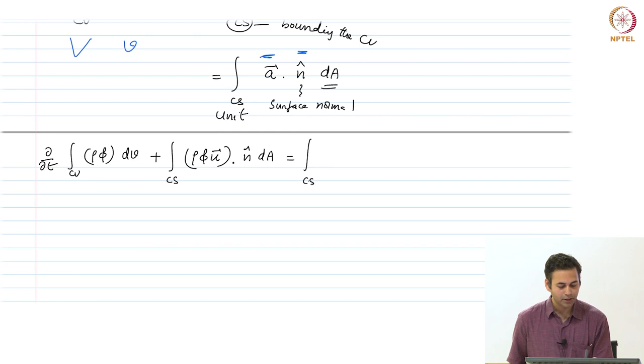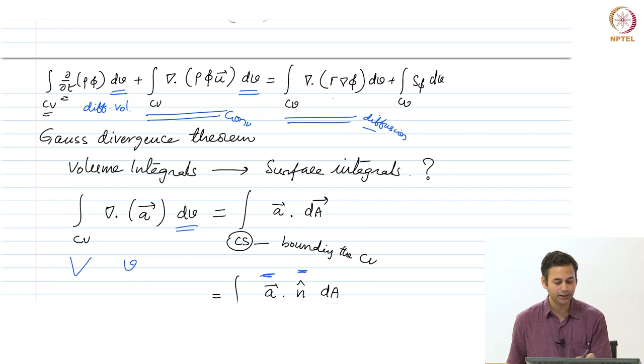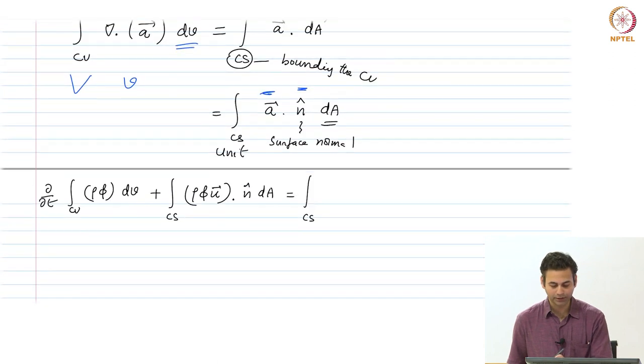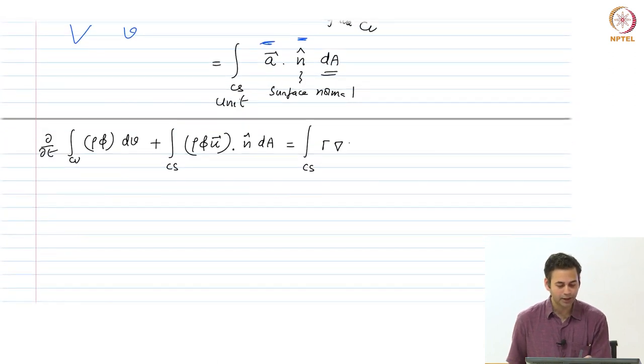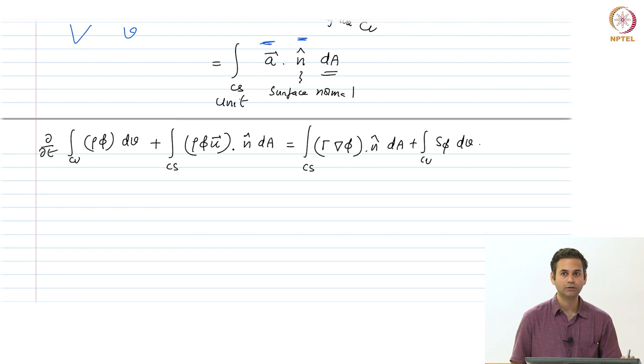on the right hand side, over the control surface, the del dot gamma grad phi, right? This particular term I'm writing as gamma grad phi, which is a vector, right? Gamma grad phi dot n cap dA, so this will be the integral of gamma grad phi dot n cap dA plus the integral over the control volume of S phi dV, okay? All right, everybody okay with this equation? Fine, we have just used the Gauss divergence theorem. So we are going to do this in the entire course, for each of the equations we get.